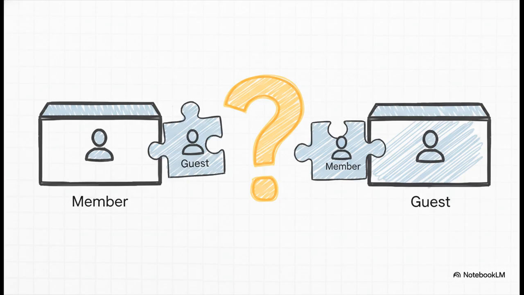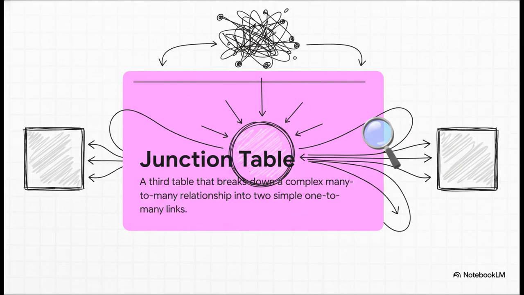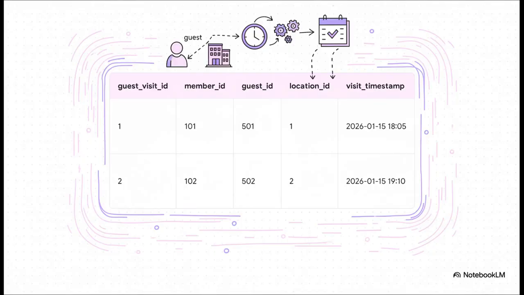It's a real puzzle. The solution is this really beautiful piece of design called a junction table. It's basically a third table that sits right in the middle, and its only job is to connect the other two. It cleverly breaks down that one really complex many-to-many relationship into two simple one-to-many links. For Planet Fitness, we'd create a table we could call Guest Visit. Every single row in this table represents a single event. It records one guest brought by one member to one location at one specific time. It's simple, it's clean, and it's incredibly powerful.